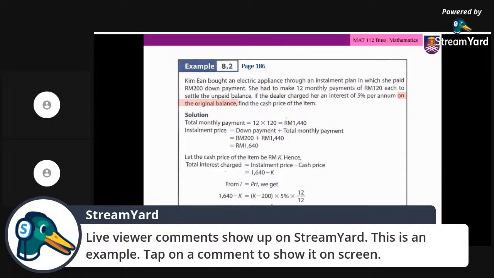So this one you can just calculate. No problem. K minus 200 times 5% times 12 over 12. So we get the cash price of the refrigerator is 1571.43.